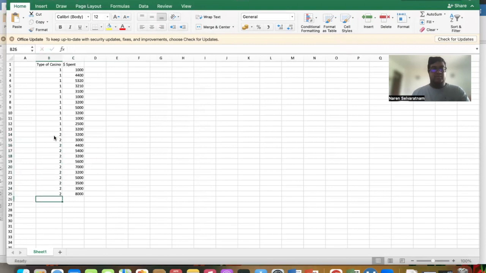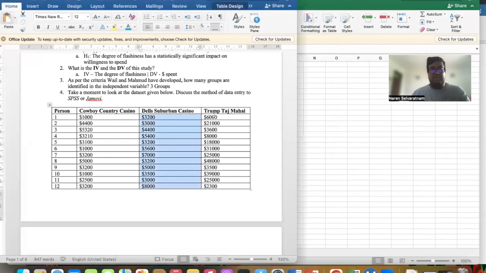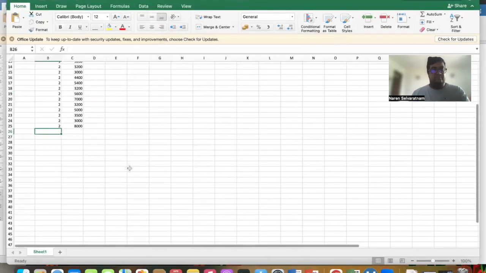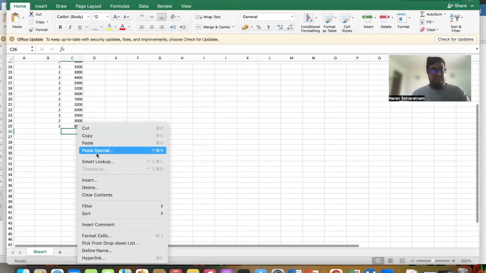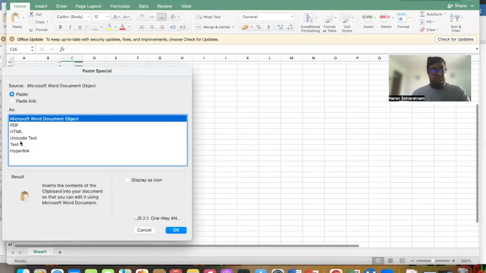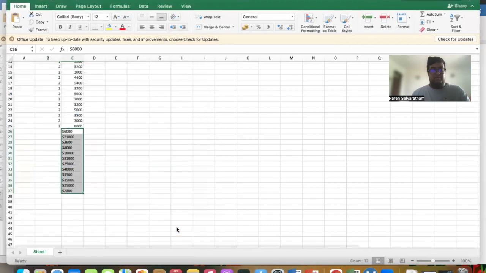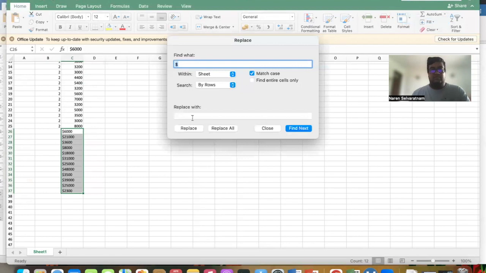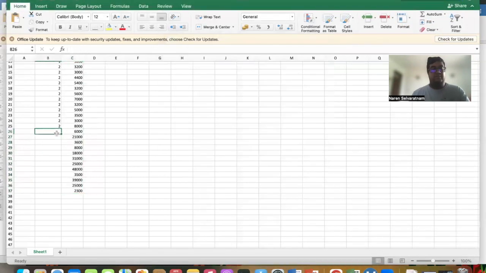Now I need to transfer the last one, that is Trump Taj Mahal's data. Okay, copied and pasted, match cases, replace all. Okay, that is also done. I'm going to include number 3 for all of this.